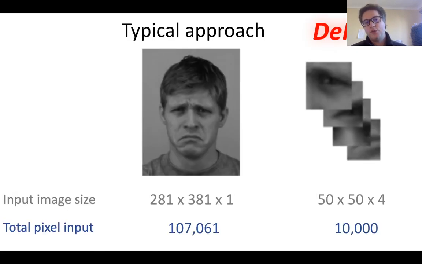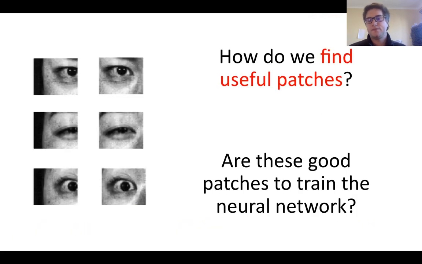So in a typical approach, we would have an input image, which we would convert to grayscale. Here, for example, 281 by 381 by 1, because it's a grayscale image, which is a total of roughly 100,000 pixel inputs. In the case of the proposed algorithm, here are 4 patches that have been extracted from the image, each of which is a 50 by 50 pixel size patch, resulting in a total of 10,000 pixel input.